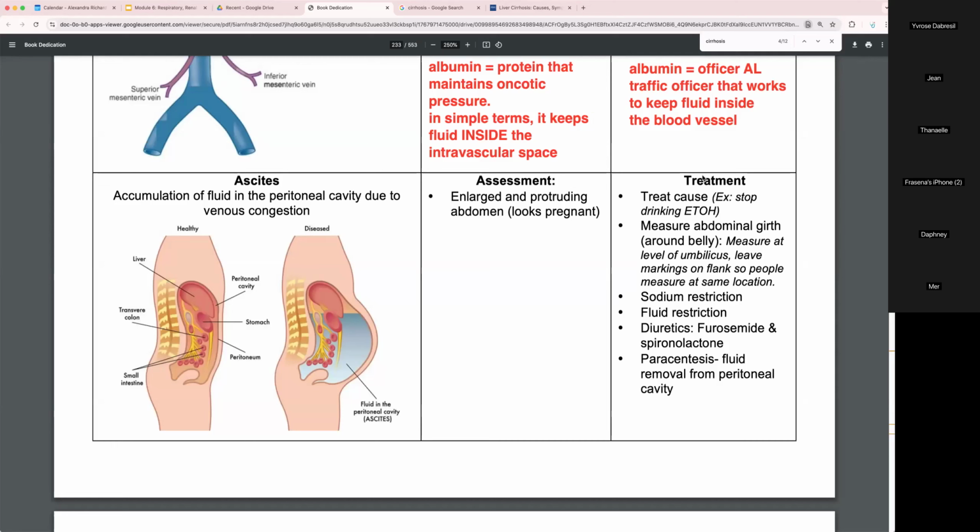All right. So the liver makes albumin. So I want you to let me know in the chat. If the liver makes albumin, what do you think is going to happen to the amount of albumin in the body in somebody with cirrhosis?